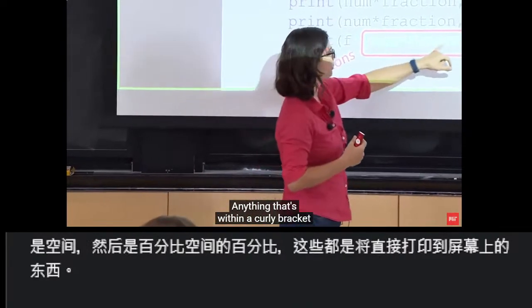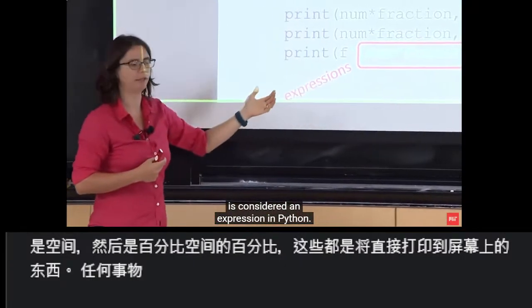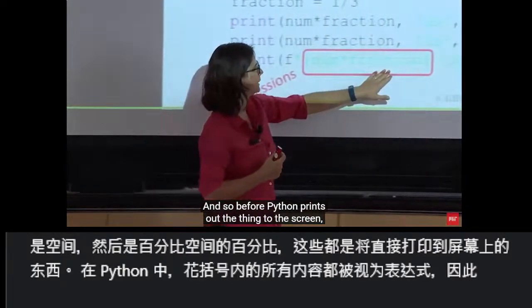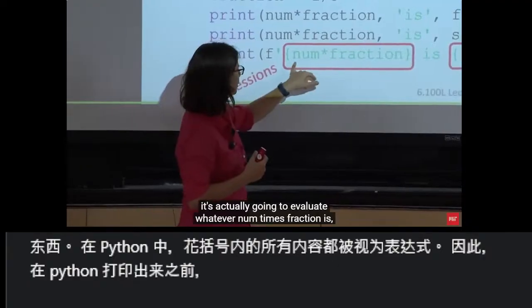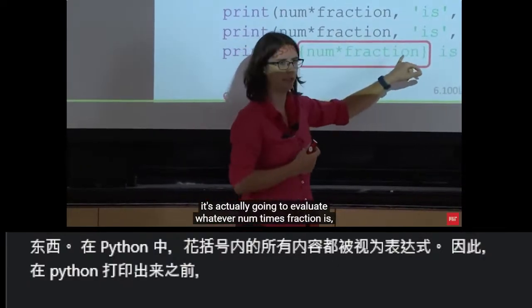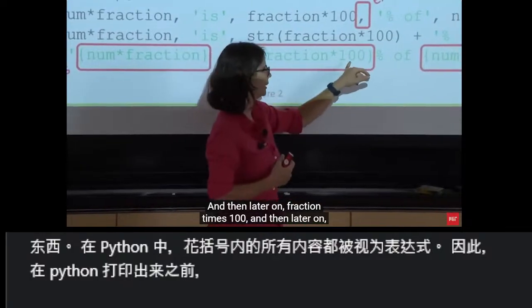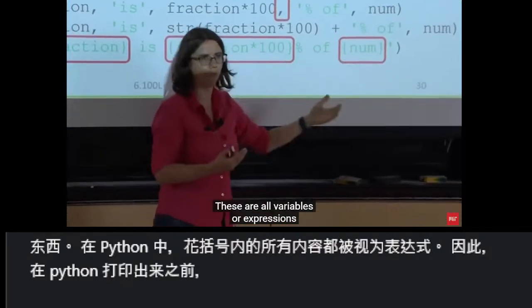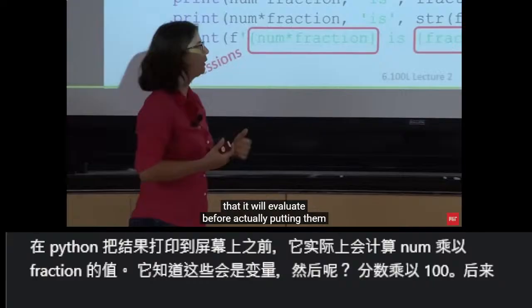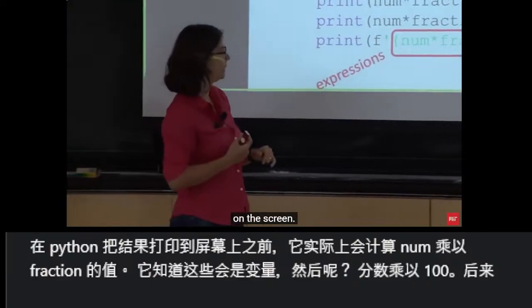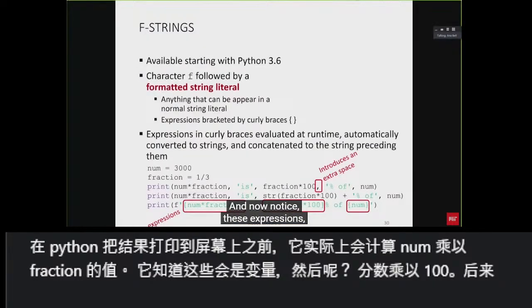Anything that's within a curly bracket is considered an expression in Python. And so before Python prints out the thing to the screen, it's actually going to evaluate whatever num times fraction is. And it knows these are going to be variables. And then later on, fraction times 100, and then later on num. These are all variables or expressions that it will evaluate before actually putting them on the screen. And now notice these expressions we might have had to cast to strings beforehand if we wanted to concatenate them, but now we don't because they're in this special format with the curly brackets of the f-string.